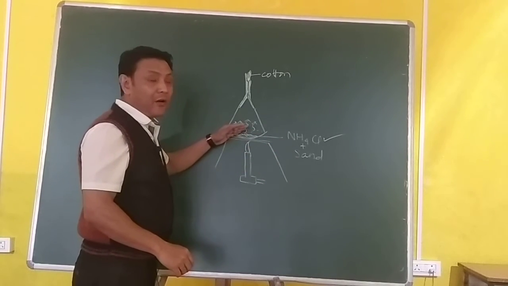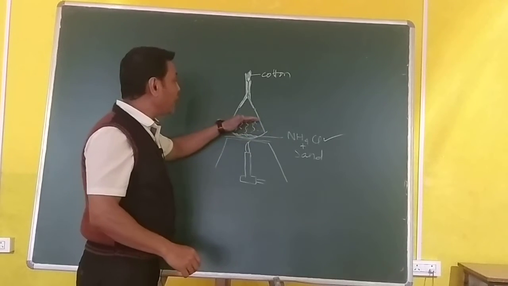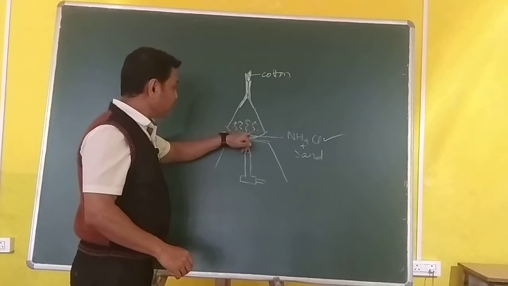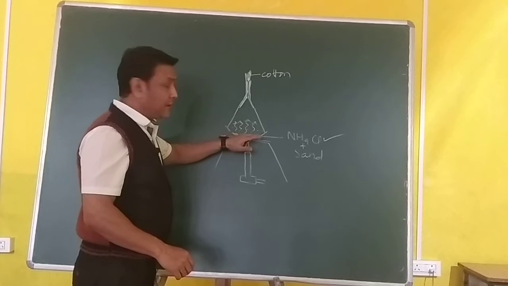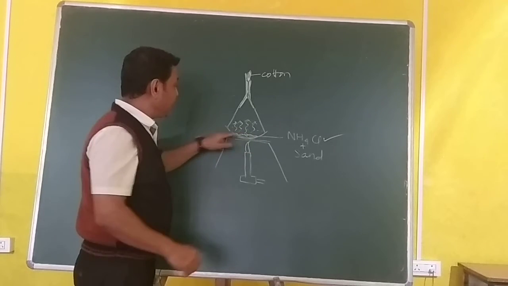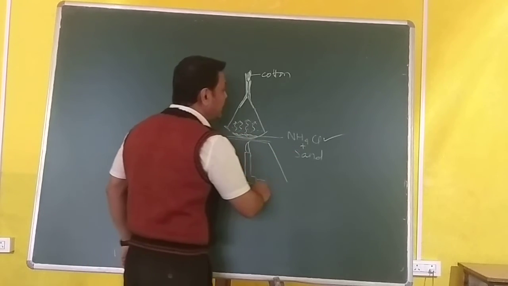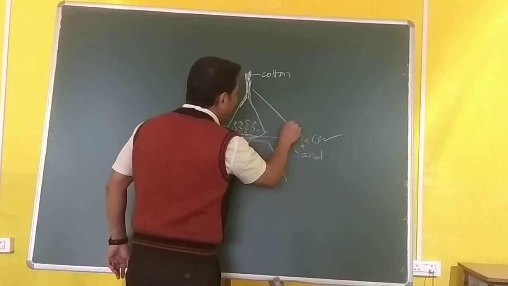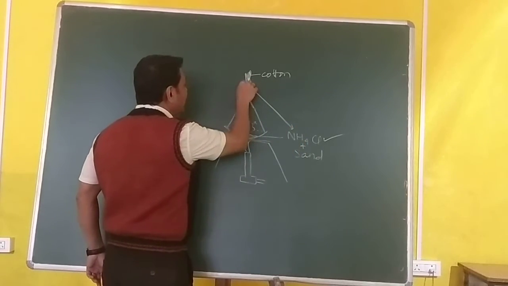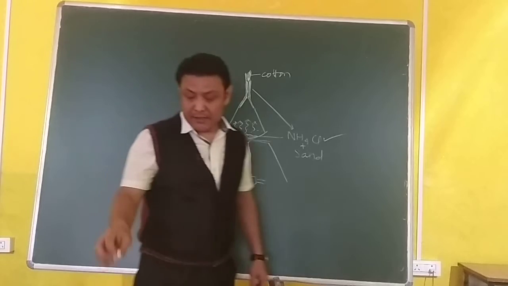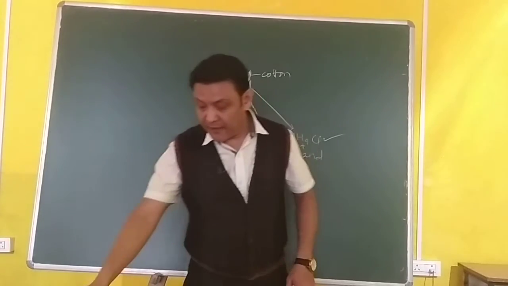So at the end, after all the ammonium chloride sublimes, what is left in the evaporating dish? It's only the sand. Ammonium chloride, you find it here on the cooler parts of the inverted funnel.